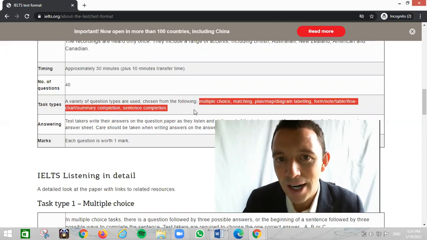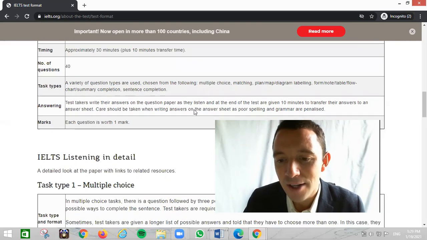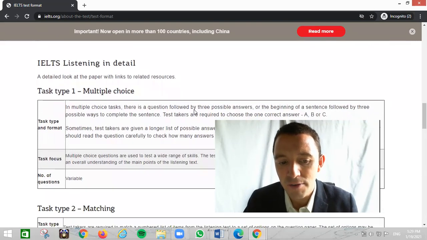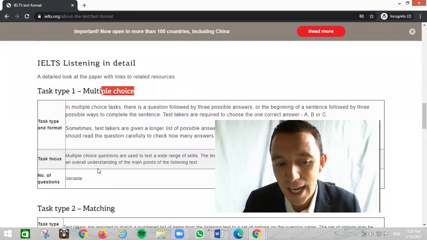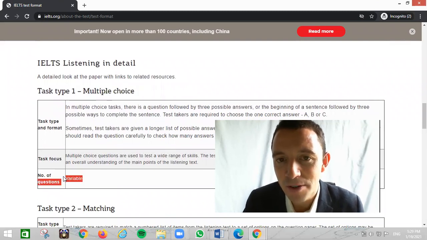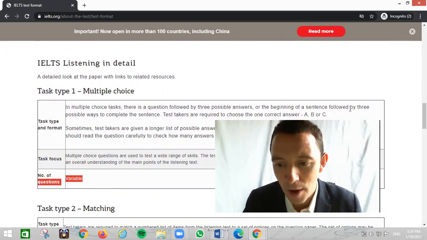And you have 4 parts, and there's 10 questions in each part of the listening. Okay, so the first part, well, they actually say variable. It's not exactly 10, but it's variable. I'm going to make my screen a bit smaller so I'm out of the way.